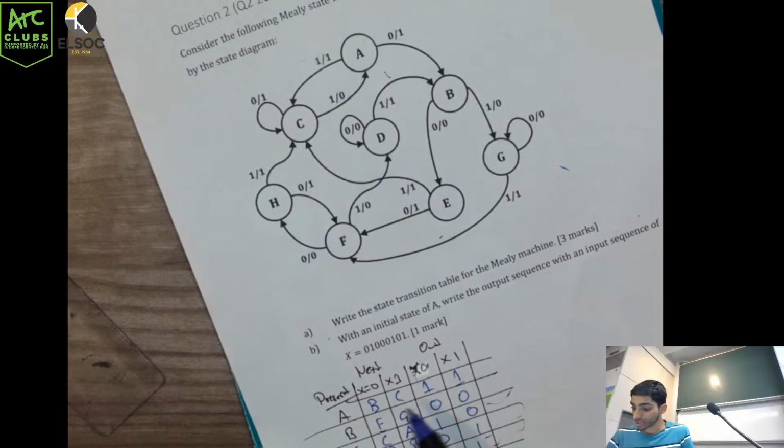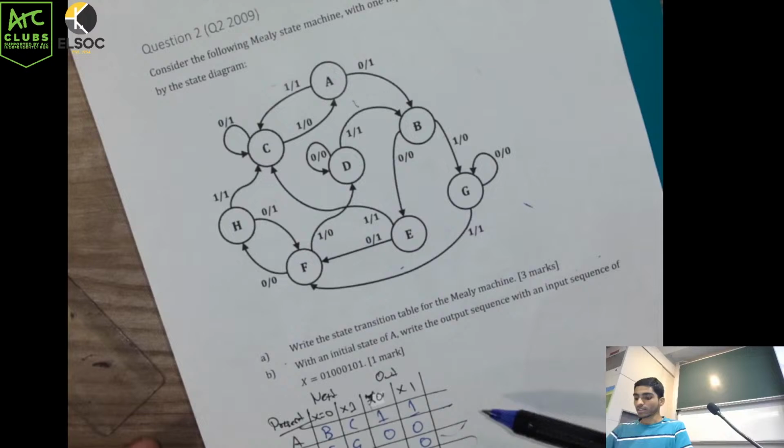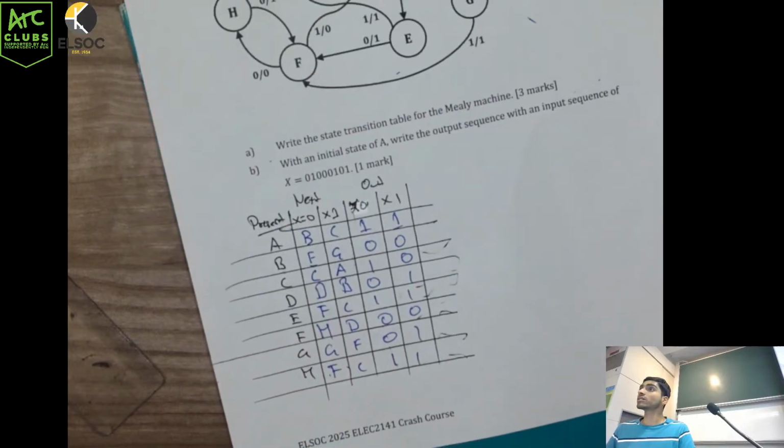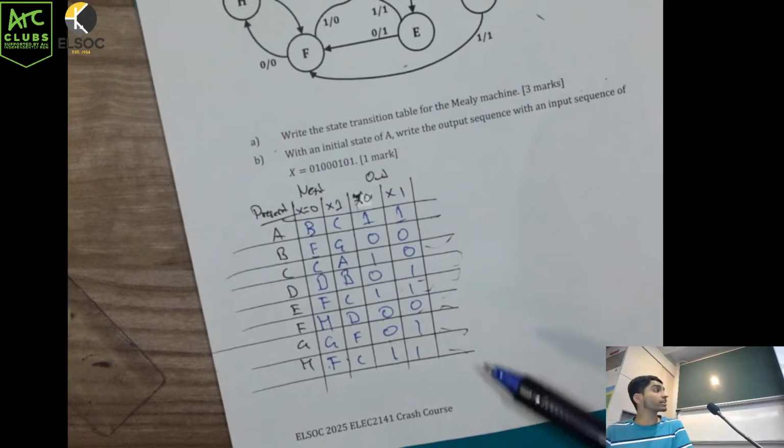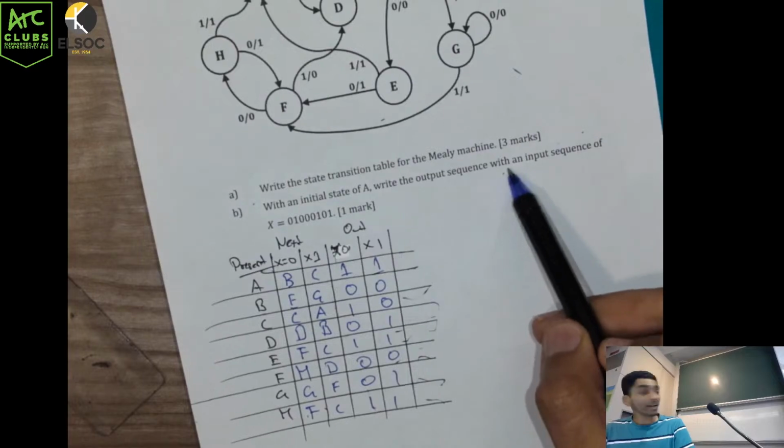Okay. E, G, C, A, D, B, F, C, H, D, G, F, F, C. 0, 0, 1, 0, 0, 1, 1, 1. 0, 0, 0, 1, 1, 1. Awesome. I don't think I made a mistake there. Great start. This is our state transition table for the Mealy machine. Oh, sorry. Could you see it earlier? Yeah, okay. We'll come back to this question later.